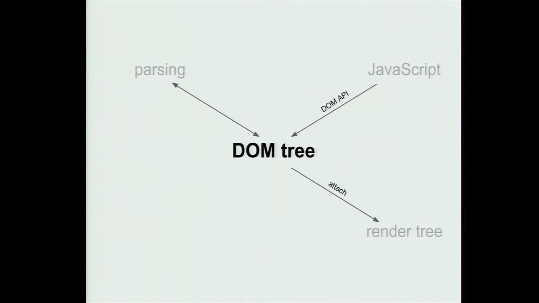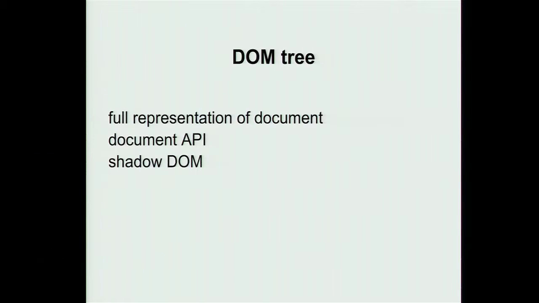So then we get into the DOM tree. This is where things start to get interesting. Now the DOM provides an API to JavaScript. It also will begin building the render tree. It's a full representation of the document. Everything that is happening there is in the DOM tree. You could actually stop here, basically, and not even worry about the render tree that we're going to get into, because this has all the information that you need. It also has something called the shadow DOM that we'll get to at the end.